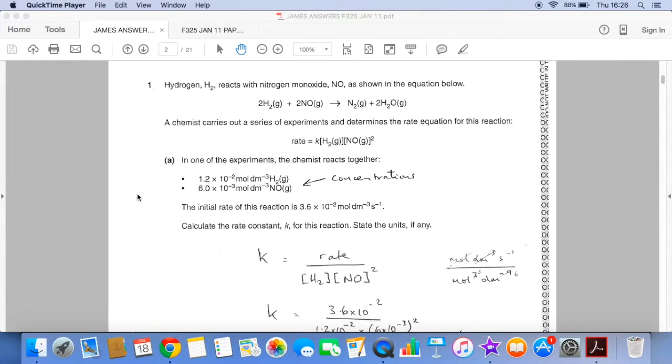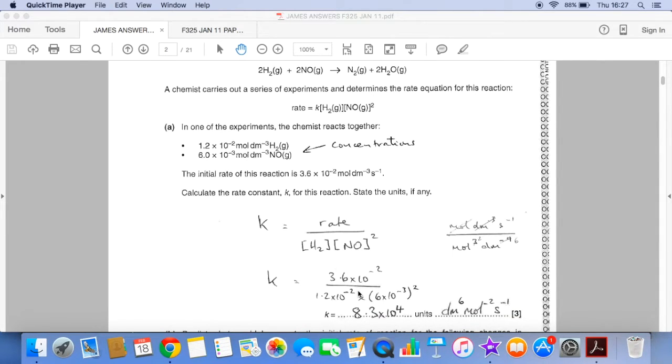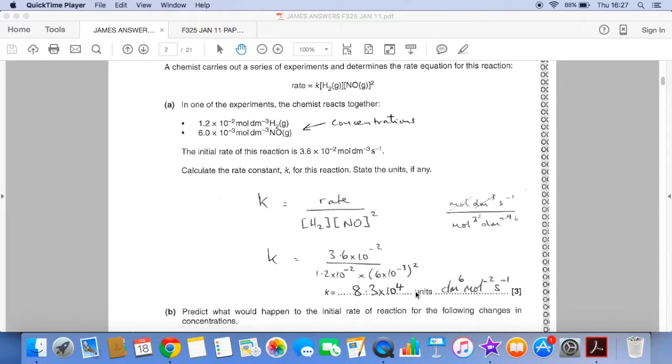To calculate the value for k, we need to rearrange the rate equation here to make k the subject of the equation, so it becomes k equals rate all over the concentration of hydrogen multiplied by the concentration of NO squared. And then we just plug in the values that we've been given. So there's the rate, there's the initial concentration of hydrogen, and the initial concentration of NO, but remember that needs to be squared. And hopefully you got the same answer as me, 8.3 times 10 to the 4. And you can see there the units.